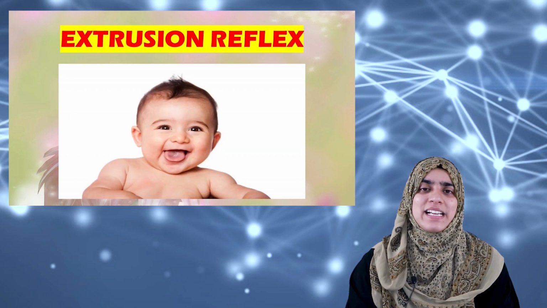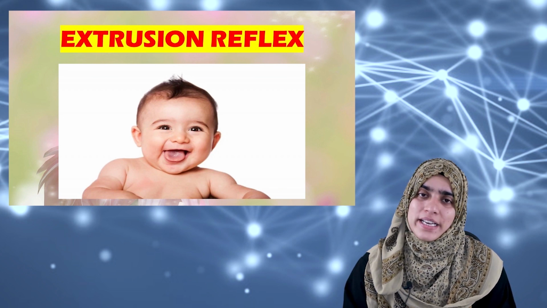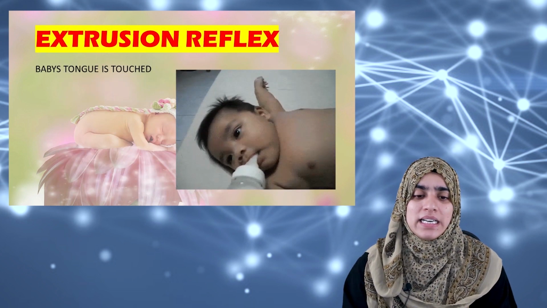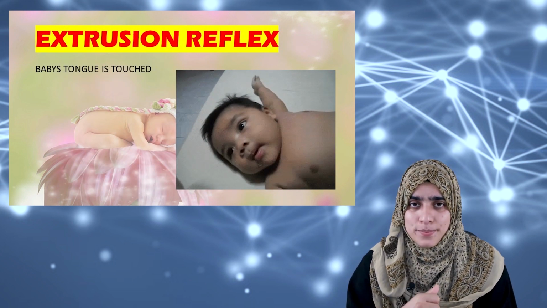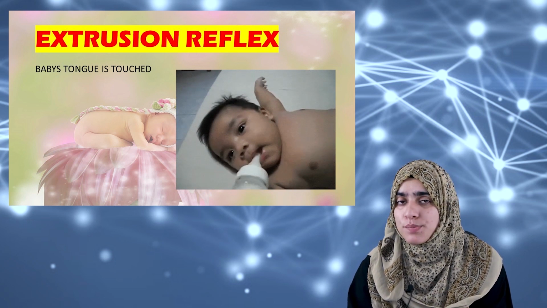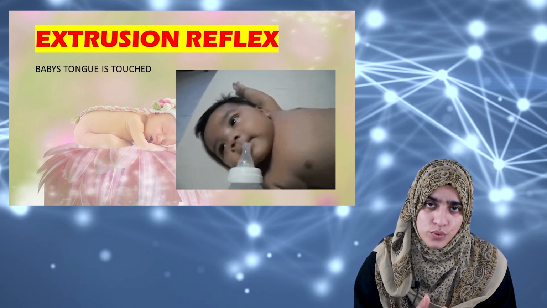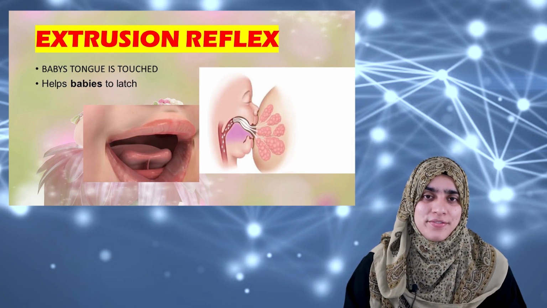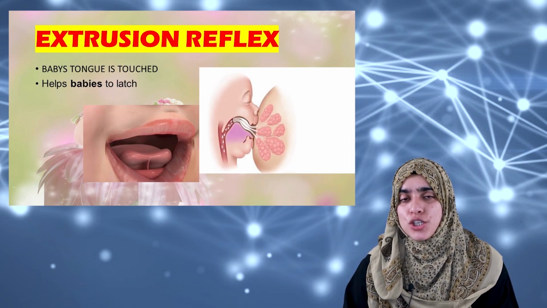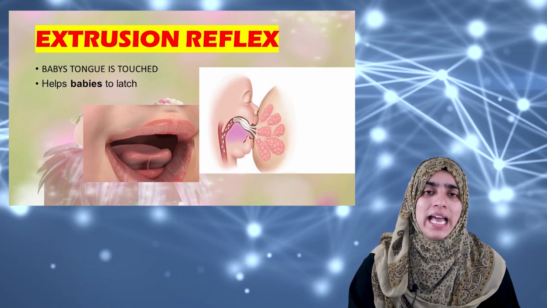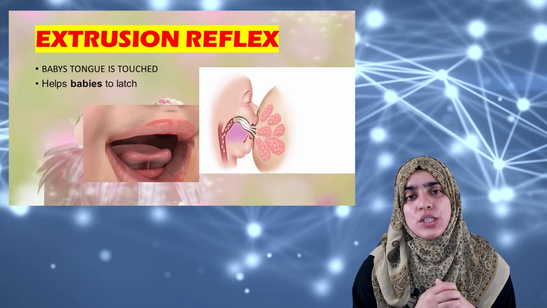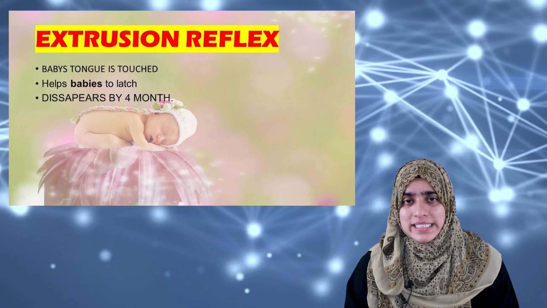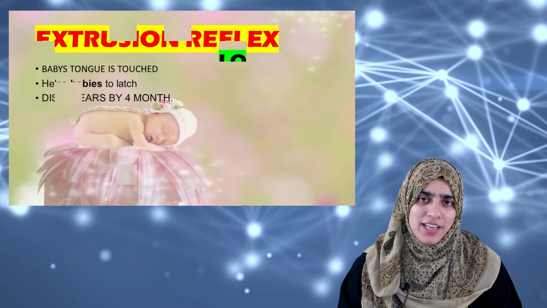The next reflex is the extrusion reflex. When the baby's tongue is touched or depressed, then the infant responds by forcing it outwards, that means protruding the tongue outwards. The extrusion reflex helps the baby to latch onto a nipple as well as it will help the child prevent choking. This reflex will disappear by 4 months of age.